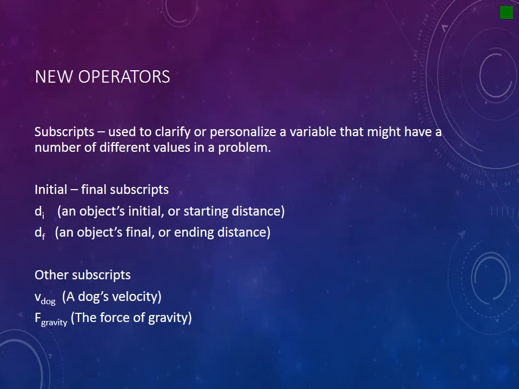Some other subscripts that we use if we're using multiple velocities in an equation, we might want to distinguish the dog's velocity from the cat's velocity. Or if we have multiple forces going on, we might want to distinguish gravitational force from a pushing force or the pulling force, normal force, anything like that.